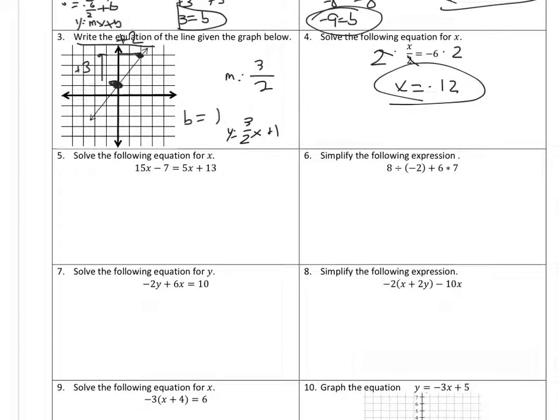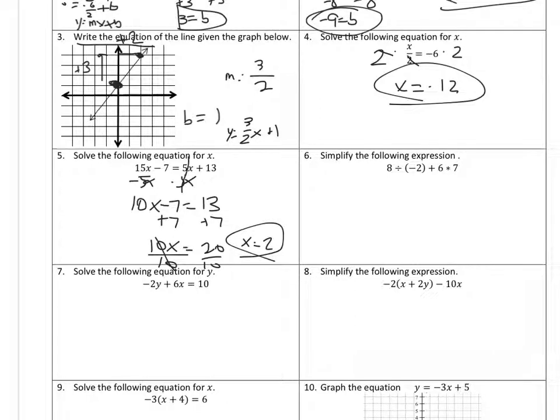Question 5. Solve the following for x. So I need to move the constants to one side, the variables to the other. So I'm going to move the variables to the left. So I'm going to subtract 5x. So I get 10x minus 7 equals 13. Take the time to write the next step. Then I'm going to move the constants to the right side. So I'm going to add 7 to both sides. So I get 10x equals 20. 10 times x, so I have to undo multiplication, which is division, and I get x equals 2.